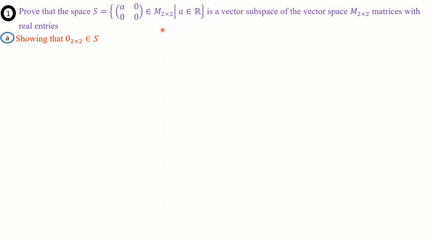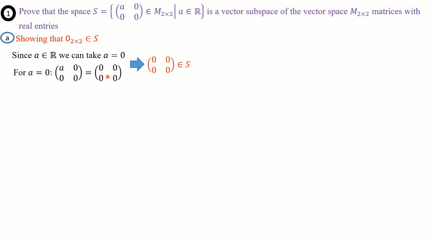Since A is a real number, I will simply take A to be 0, because 0 is a real number. Taking A to be 0, this matrix transforms to this matrix here by replacing A with 0, and clearly this zero matrix belongs to S, because if I feed 0 here, I have a 2x2 matrix, and A being a real number, replacing it with 0, the condition is satisfied.